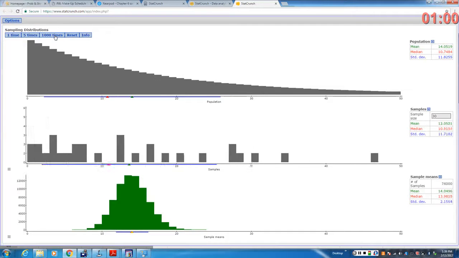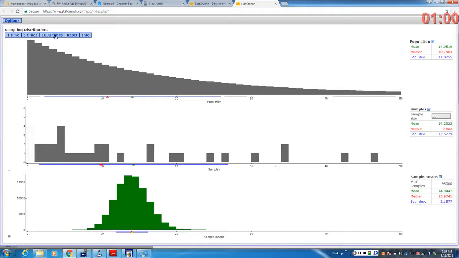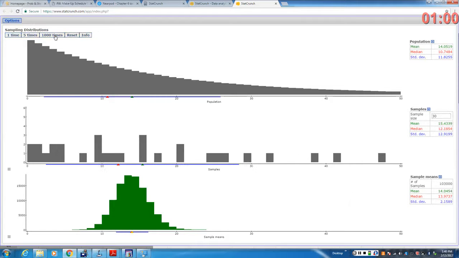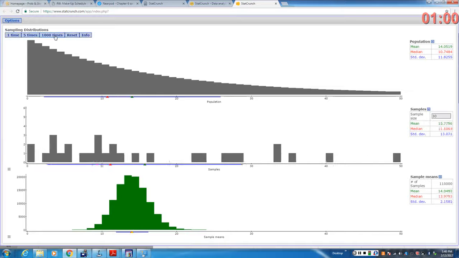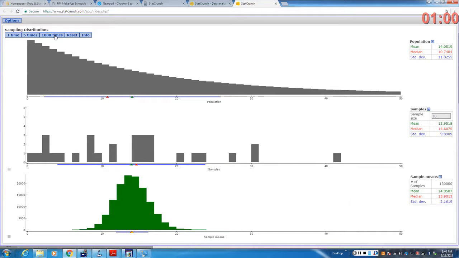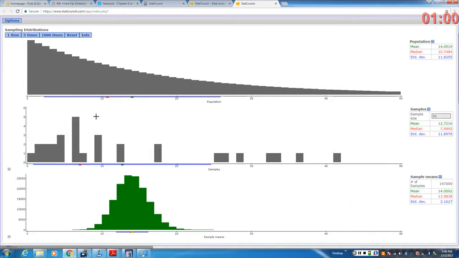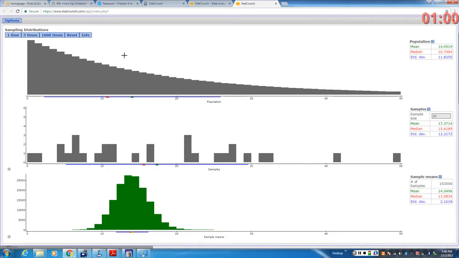So we're going to have thousands and thousands, and I keep having to do more and more. I wish they had one that was 10,000 at a time, because you want to take tons and tons of samples at one time. Okay, so what do you see about that distribution of the sample means? It's becoming normal.